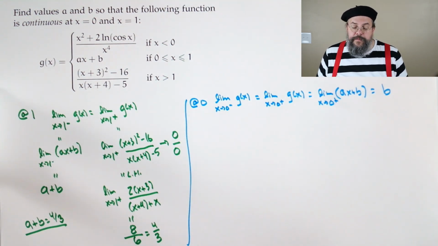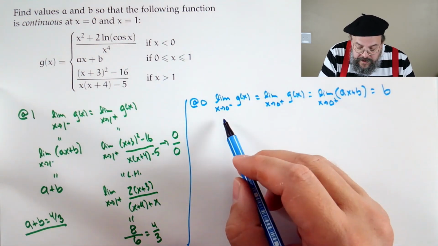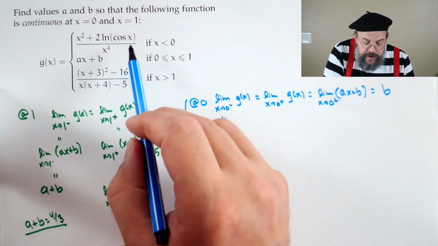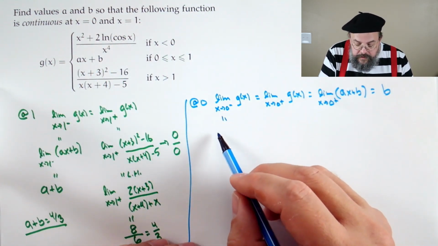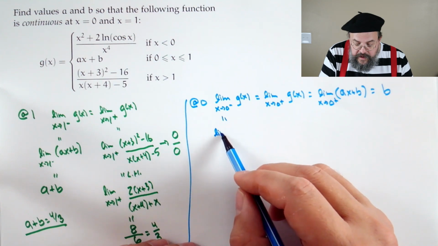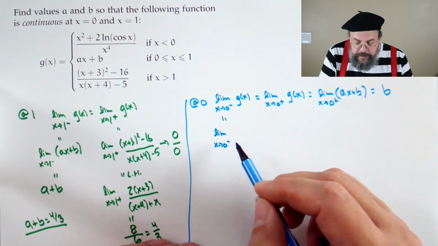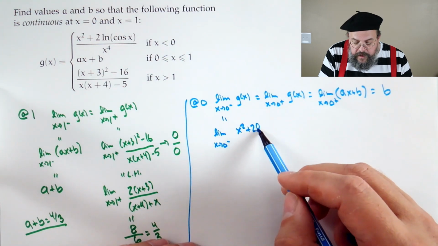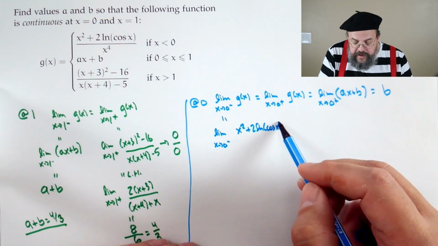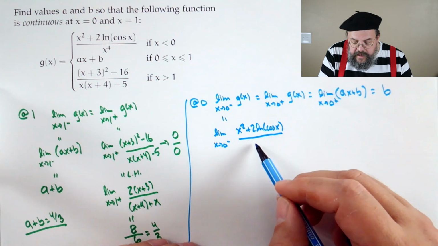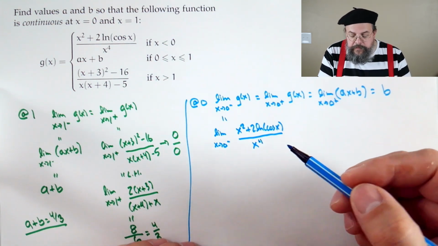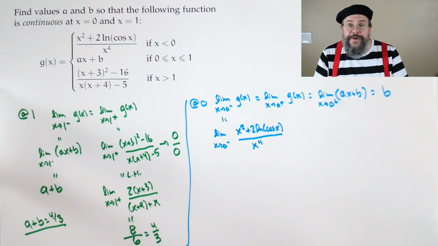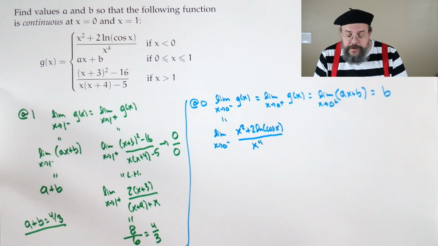Now, the limit from below. Well, from below, that's what our function looks like. So this will be our limit as x approaches 0 from below of x squared plus 2 log cosine of x, divided by x to the 4th. Now, what do we do?